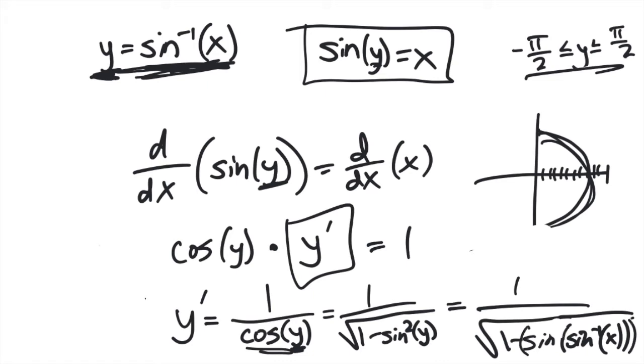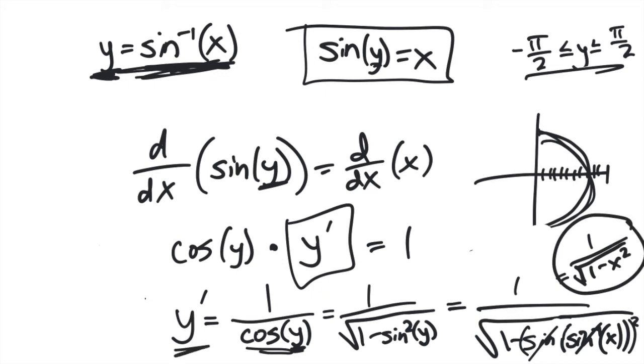The sine and the inverse sine are going to undo each other, and you're just left with 1 over the square root of 1 minus x squared, and this is what the derivative of your original is equal to. So this is a little bit of work.